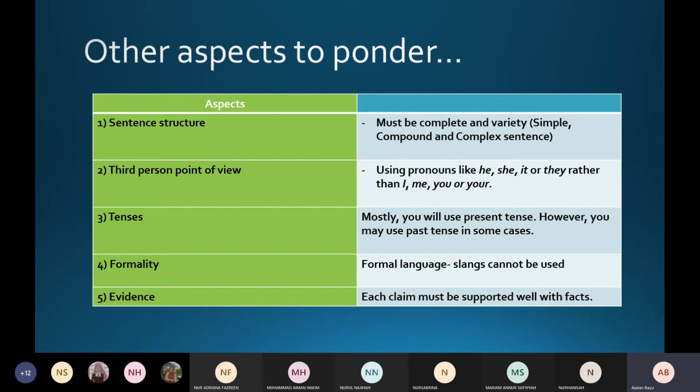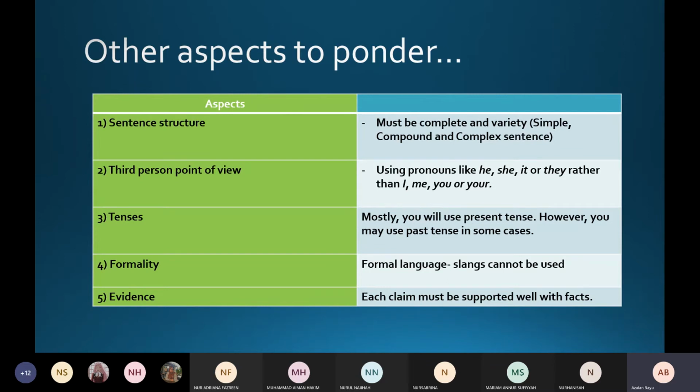You kena gunakan third person point of view. Alright, don't use I ataupun me ataupun you ataupun your. Betul, I cakap tadi, I tersalah tadi. I strongly agree tu is not really recommended in essay because ini bukan karangan cerita ataupun cerpen ataupun short story. Ini adalah karangan fakta, alright, extended essay. So you can use it or he or she or they, right? Third person point of view, using pronouns like he, she, it or they rather than I, me, you or your.